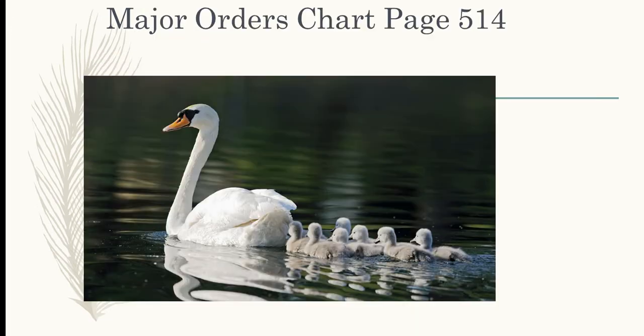All right, we're going to be looking at the major orders of the class Aves here. On page 514 is a chart, table 16.1, and this is going to name what these guys are. So we're going to start with this one. It's called the Anseriformes group, the Anseriformes order, and that's going to include swans. Beautiful. Look at those little babies behind there.